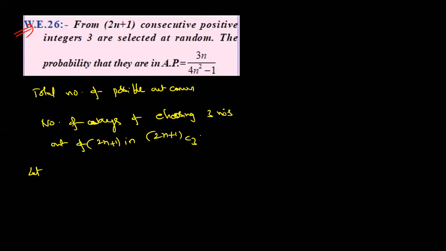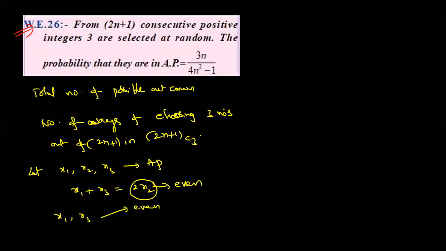Let us consider x1, x2, x3 are in AP. x1 plus x3 is how much? 2 times x2. x2 can be any number, but 2 times x2 is even. That means x1 and x3 are both even or both odd. So you have to choose two numbers out of n plus 1.